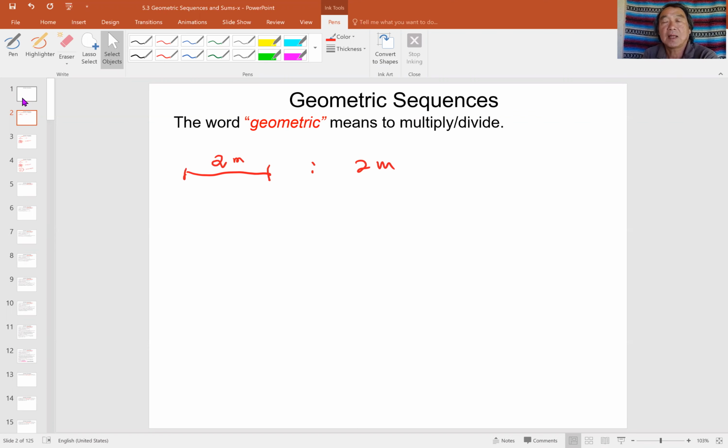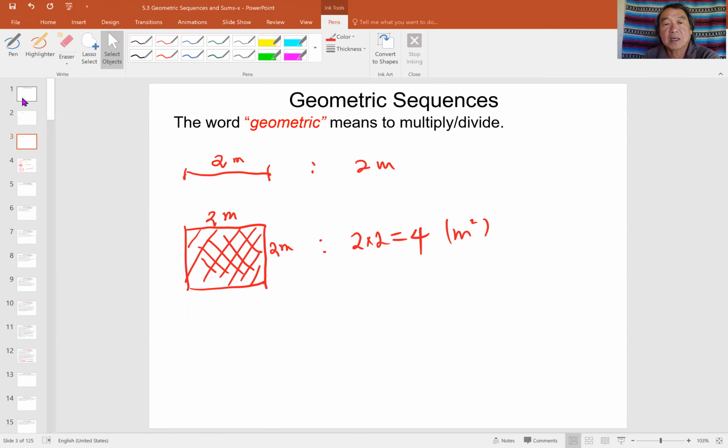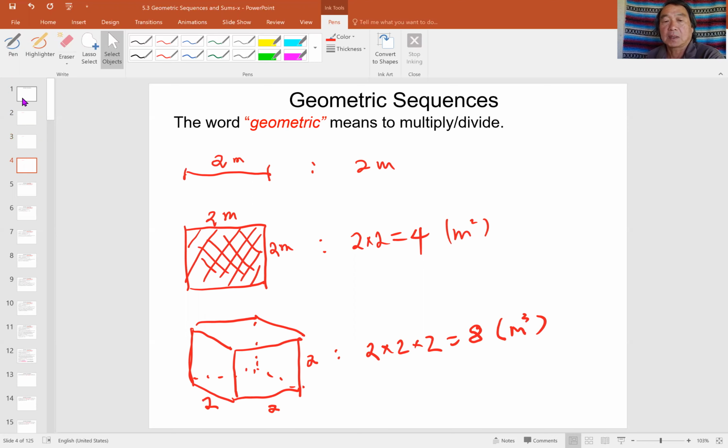If I measure the length of something, it's a number. Take this and rope it around, make it into a square, and it covers a certain amount of area. To get the area, I multiply length times width, or 2 times 2. If I take this piece of area and make a box out of it, taking 6 of them and gluing the edges together, I get a box. And I ask, how much does this box hold? How much water does it hold?